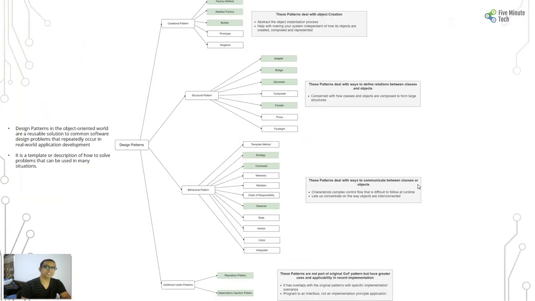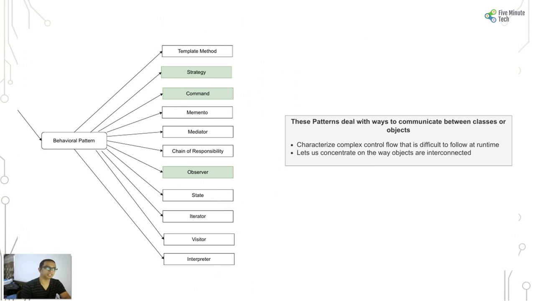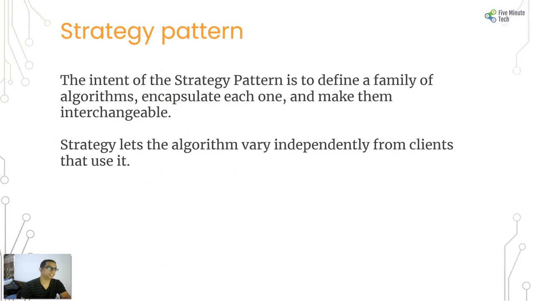So as you have seen, this is the full list of the design patterns which we will be talking about, and today we will be discussing one of the behavioral patterns, which is the strategy pattern. The intent of the strategy pattern is to define a family of algorithms, encapsulate each one, and make them interchangeable. So you have a specific set of code which you want to encapsulate and then make interchangeable. That is what the strategy pattern is about.